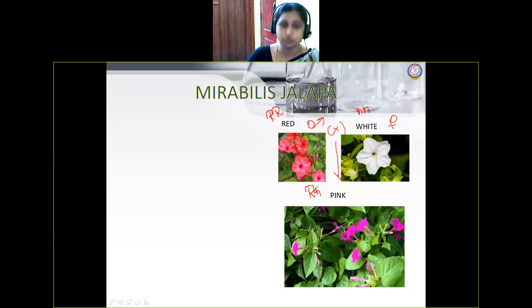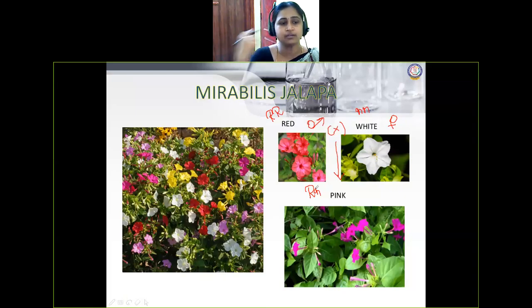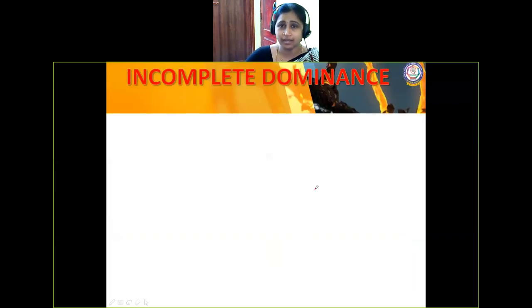Now I'll show you another picture. You can see a variety of colors, that is yellow, then red, white, so many types of colors, all in the same plant. So there is more variation in this particular plant, Mirabilis jalapa. So we will do a cross, incomplete dominance, like a monohybrid cross, but here you will get a different type of ratio. Why am I using monohybrid? Because one contrasting character we are taking.